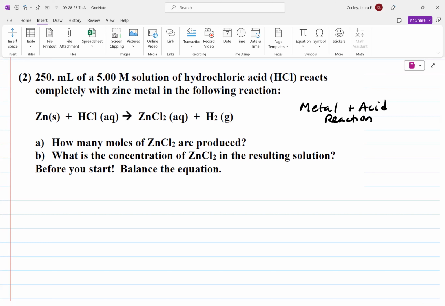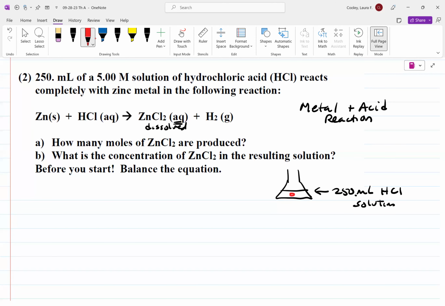And what is the concentration of that zinc chloride? Because notice it's aqueous, so that means it's dissolved. So the question is, what is the concentration in the solution at the end of the reaction? So here we have a situation where you simply have a flask in which you have 250 milliliters of the HCl solution. Okay, and we know what the concentration is. And then you just take a piece of zinc and put it in there. That's the zinc being added.